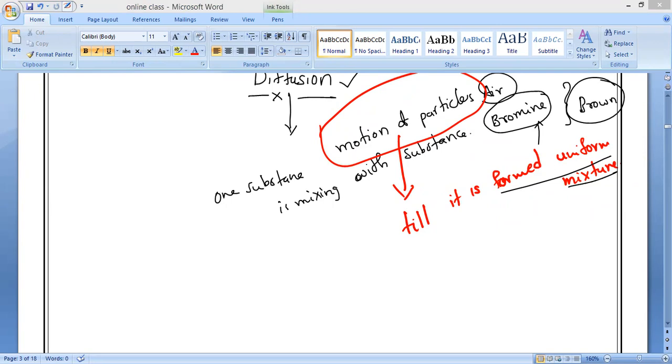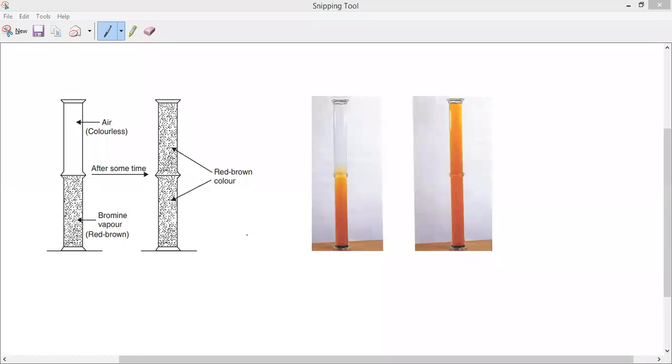So first of all, write the definition of diffusion. Later we'll move on. Definition of diffusion: the spreading out and mixing of a substance with another substance due to the motion of its particles is called diffusion.